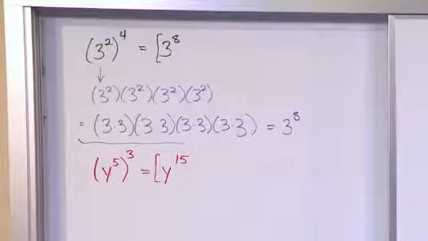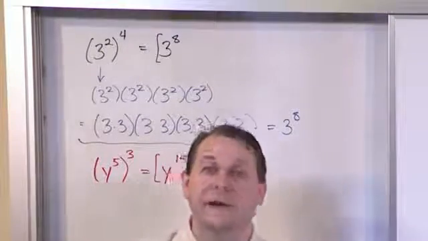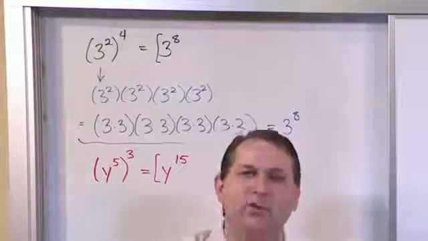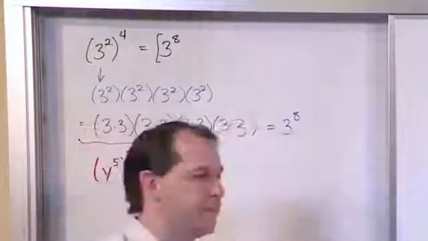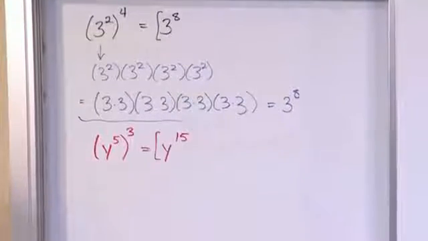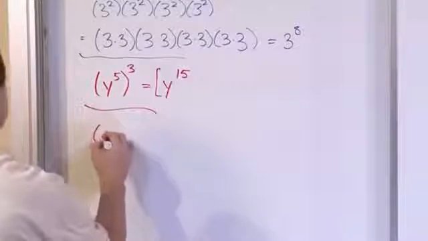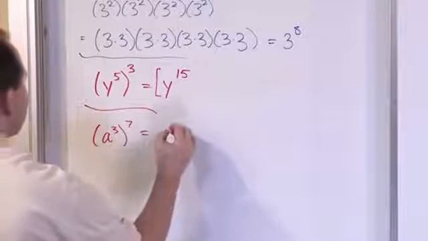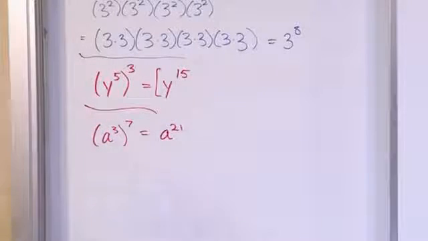You multiply the guys. So the bottom line is, sometimes you add exponents if the two terms are multiplied together, but if you have a power raised to another power, you have to multiply the exponents. All right, what if we have a to the 3rd power raised to the 7th power? 3 times 7 is 21. All right?